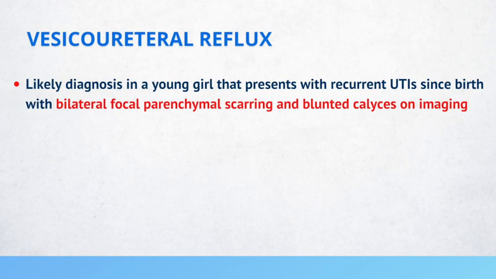Vesicoureteral reflux. This is the likely diagnosis in a young girl that presents with recurrent UTIs since birth, with bilateral focal parenchymal scarring and blunted calyces on imaging.